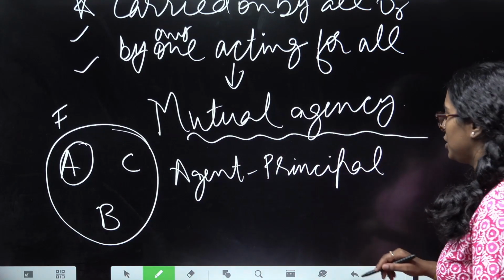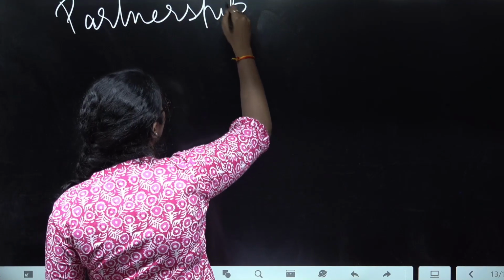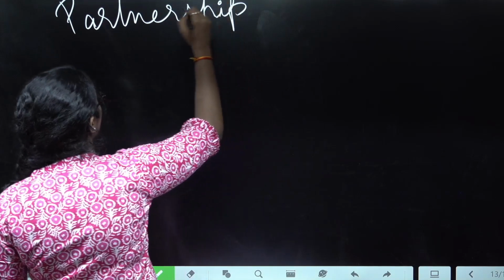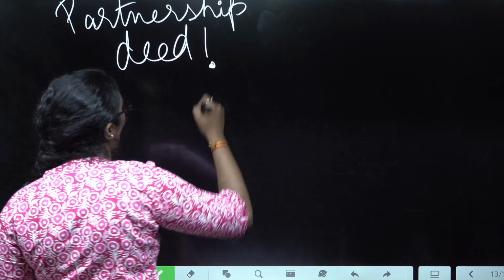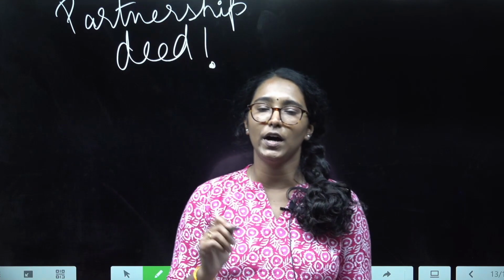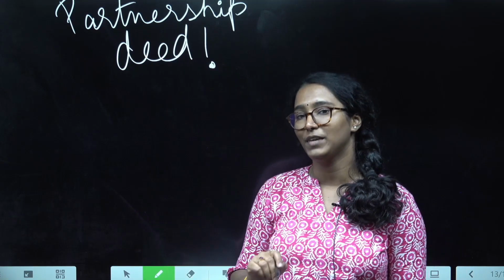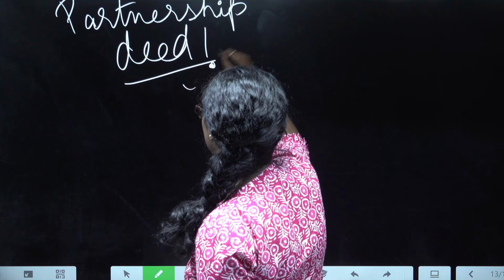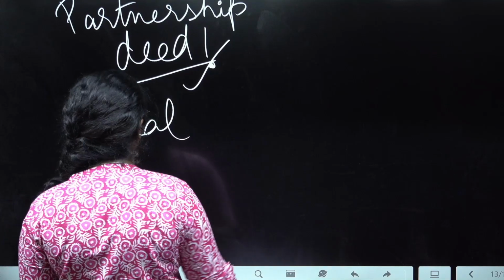Now, how is a partnership created? A partnership is created with all these essential elements by a partnership deed. A partnership deed is a written document, which brings us to the important question: can a partnership be created in an oral manner? Yes, the partnership can be created by a deed which is written, and it may also be created in an oral manner.